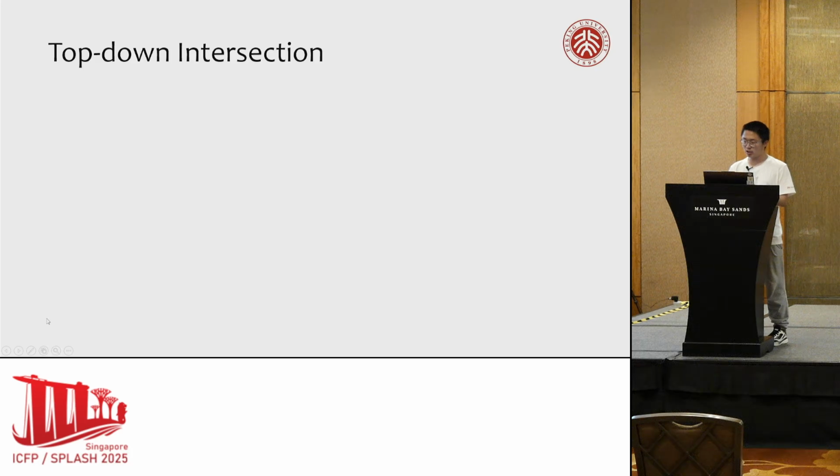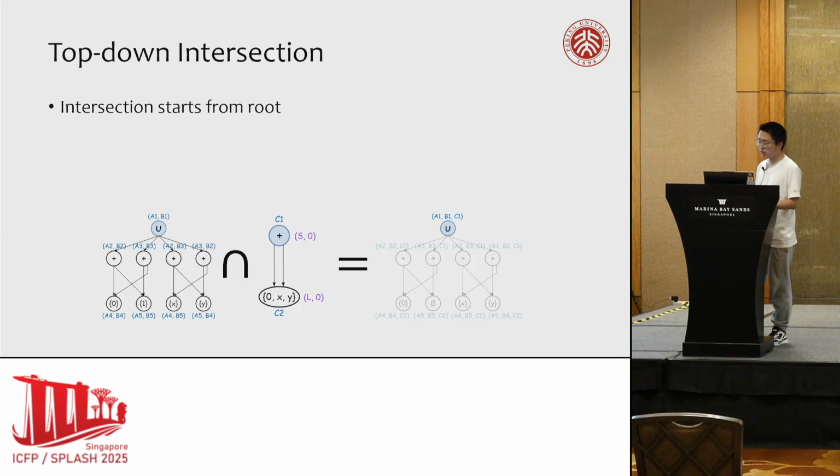Former approaches choose top-down intersection. The intersection process starts from the root. I made this animation to show the process of the top-down intersection. Here, we start by intersecting the two root nodes. Here, the left one is a union node, and the right one is a join node.